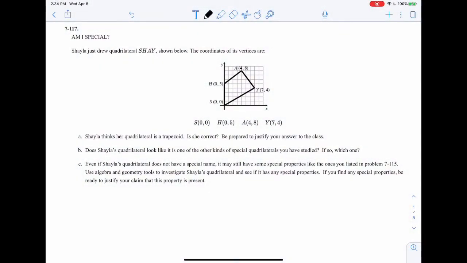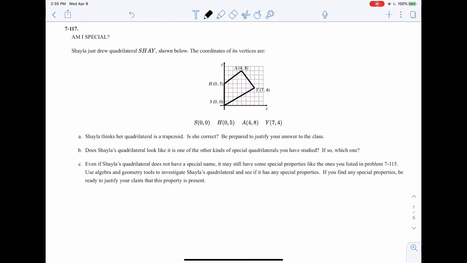Problem 7-117. Am I special? Shayla drew quadrilateral SHAY shown below. The coordinates of its vertices are as follows. Letter A. Shayla thinks her quadrilateral is a trapezoid. Is she correct? Be prepared to justify your answer to the class.